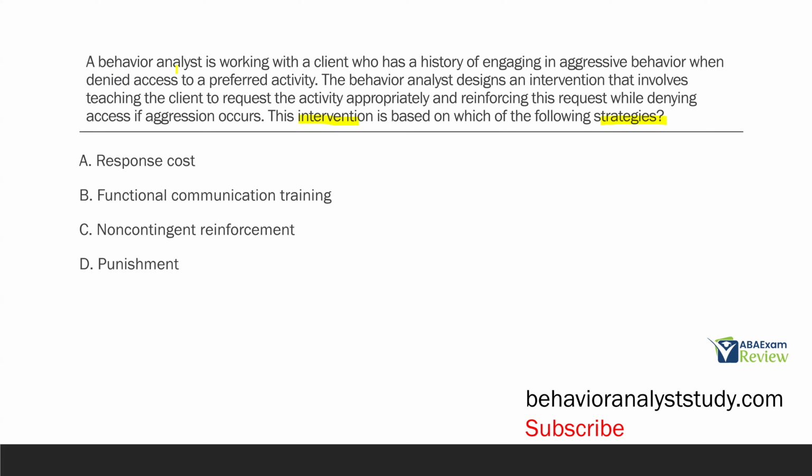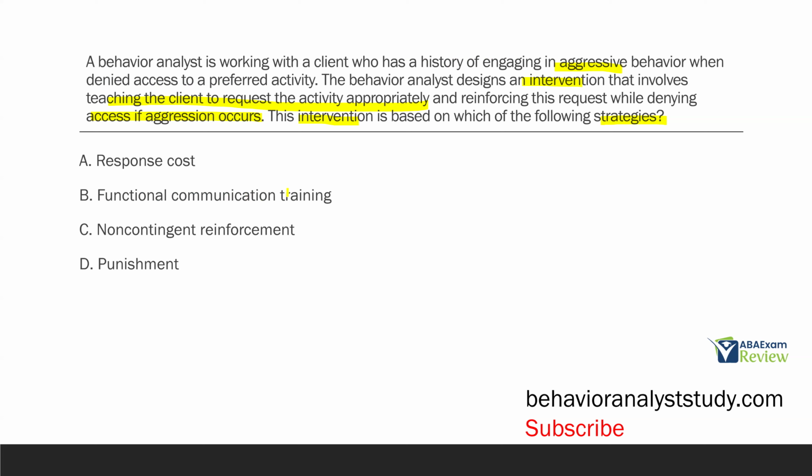Well, we know the behavior analyst has a client who engages in aggression when denied access. The analyst wants an intervention that involves teaching the client to request appropriately and then reinforcing that request and denying access if aggression occurs. So immediately, you should be thinking differential reinforcement, right? We're reinforcing a replacement behavior, putting other things on extinction. Now, we have a prediction. Let's go to our answer choices. And we quickly see we don't have differential reinforcement available.